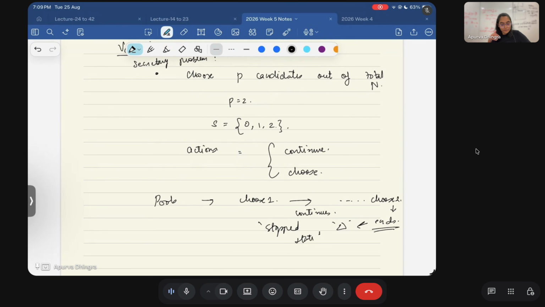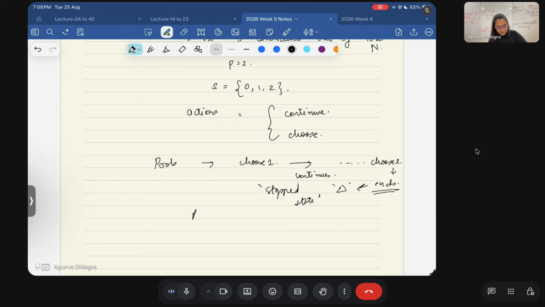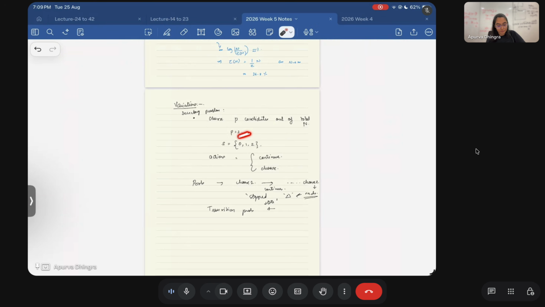So now how you define the transition probabilities will matter. Those will be the ones that get affected, and they need to be written more carefully this time. Again, if it was not p equal to 2 and an actual p number was there, then you'll have to consider that.